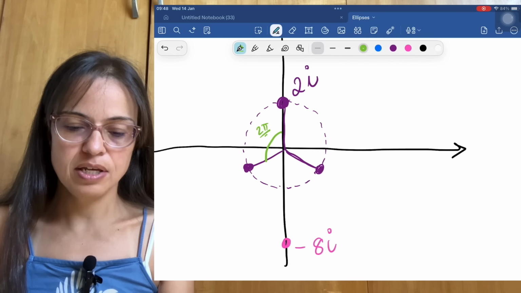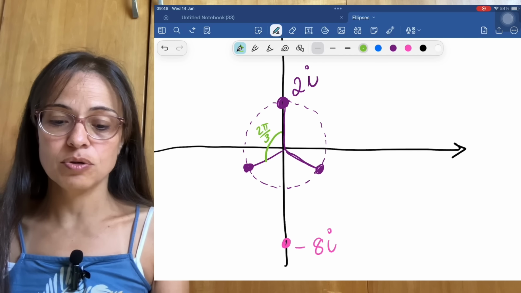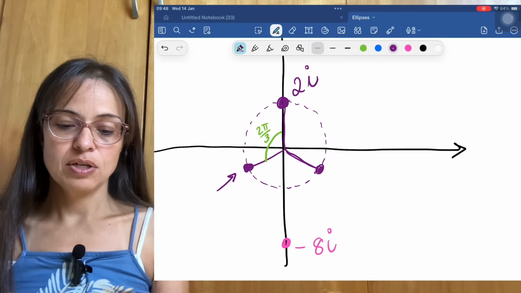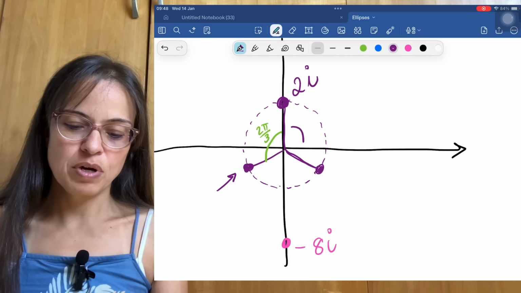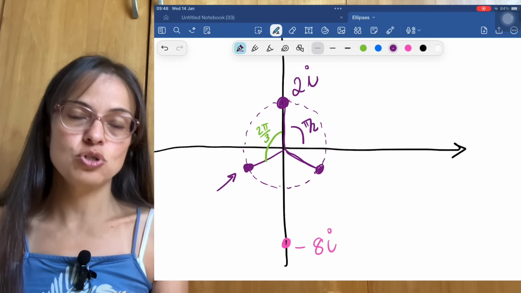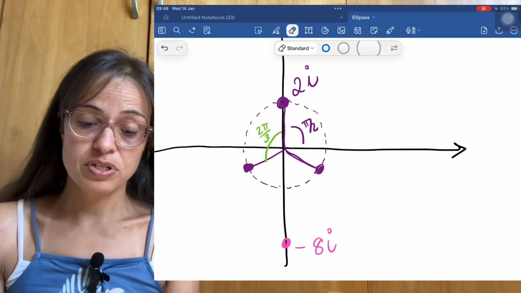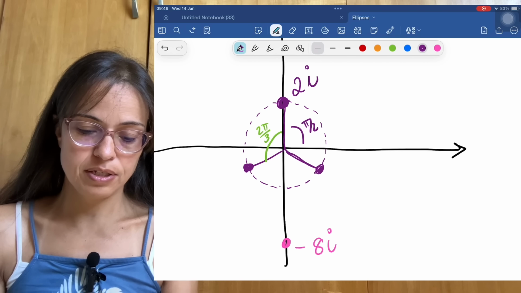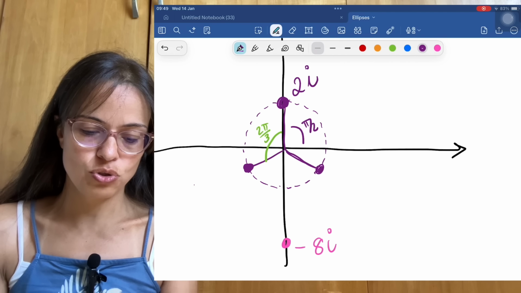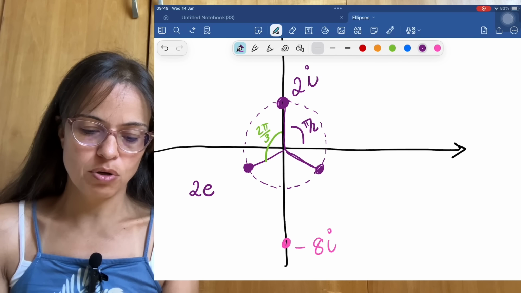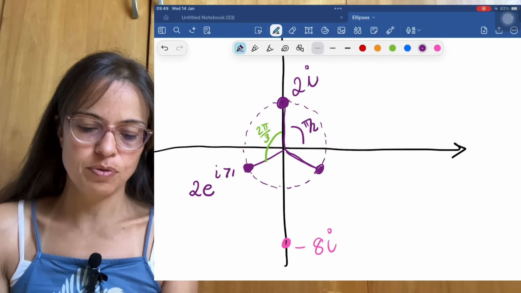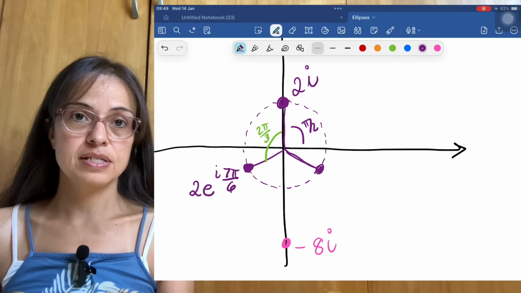It's not the argument of the second point. The argument of the second point is going to be this pi over 2 plus this 2 pi over 3. That's 7 pi over 6. So we can write the name of this point here. It is 2 e to the power of i 7 pi over 6.